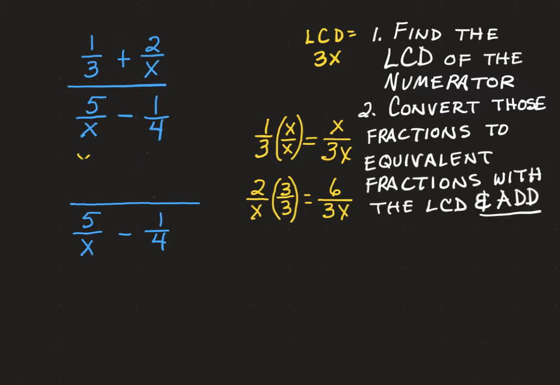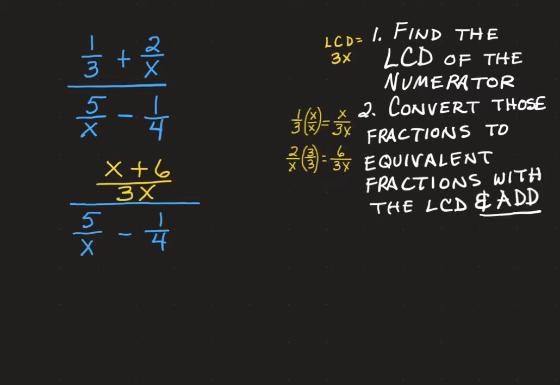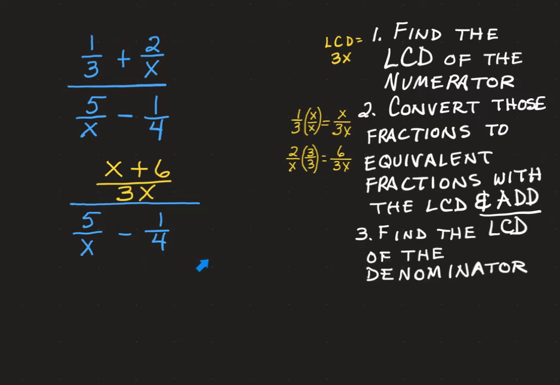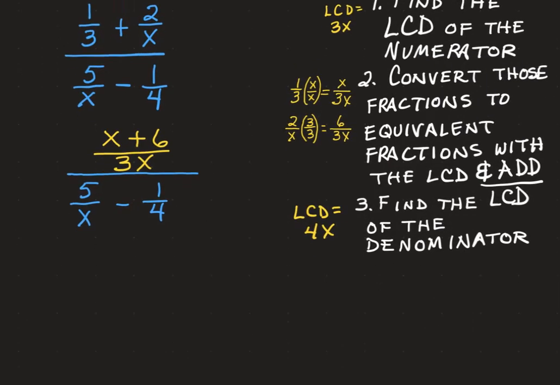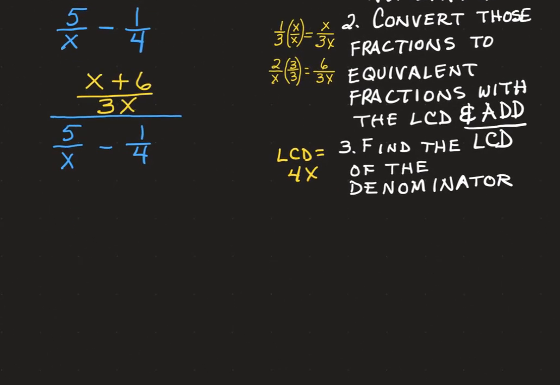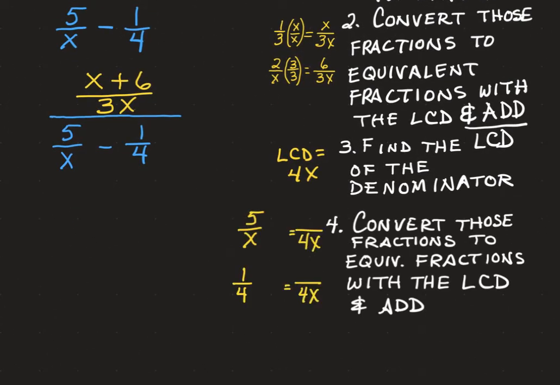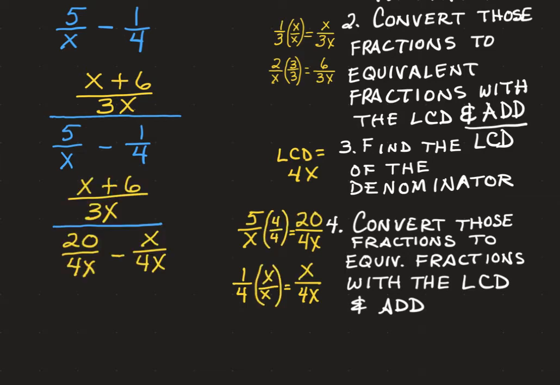And then add those fractions. Then move to the denominator. Find the least common denominator. It looks like I'm going to need some more room because I'm going to convert those fractions in the denominator to equivalent fractions with the least common denominator and then add them. But we are not done.